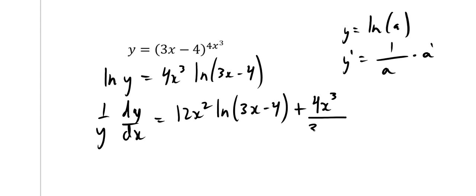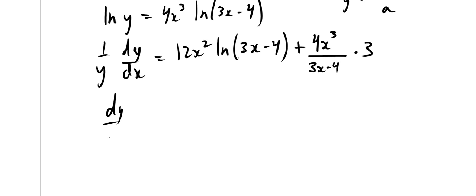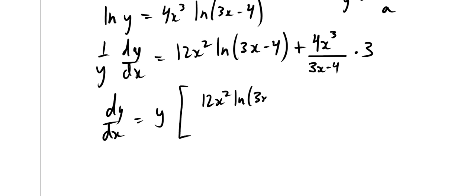So I can put that whole thing in the denominator there, times the derivative. And in this case, the last couple examples was just an x, so it was times 1, so we didn't bother with it. But this time it's times the derivative of 3x minus 4, which is just 3. So 3 times 4 is 12, so I've got 12x cubed over 3x minus 4.